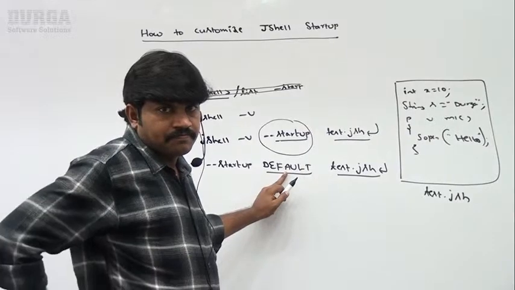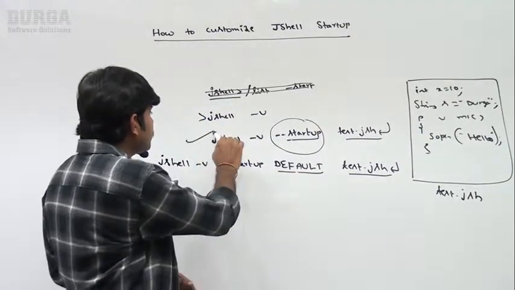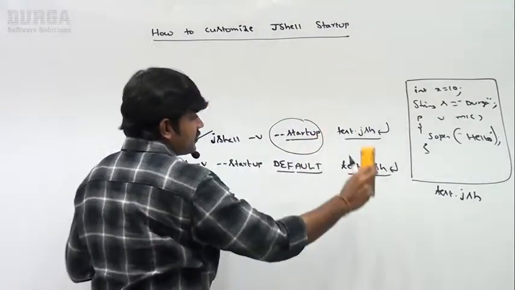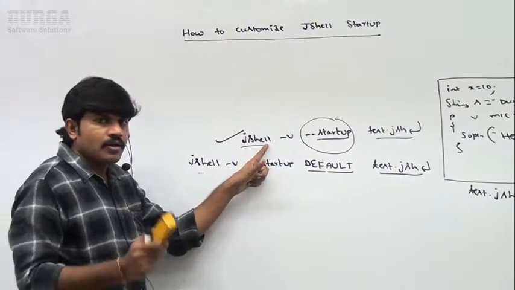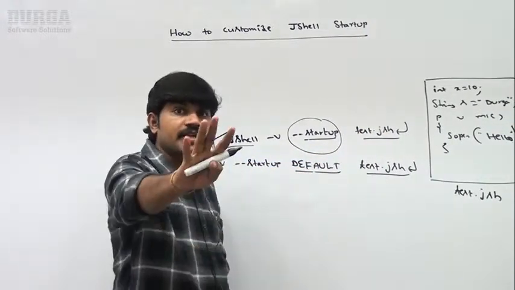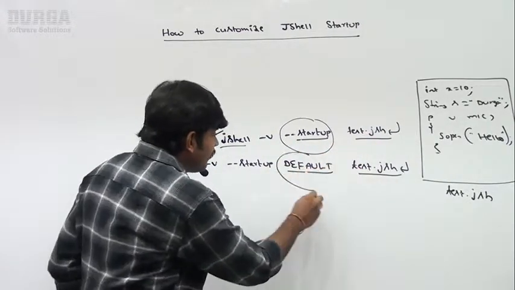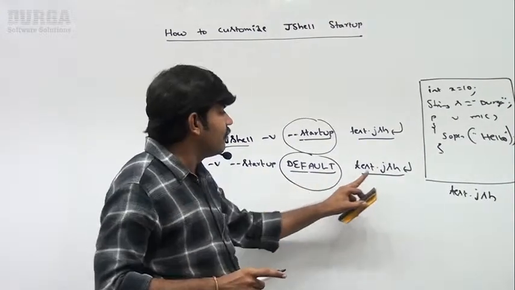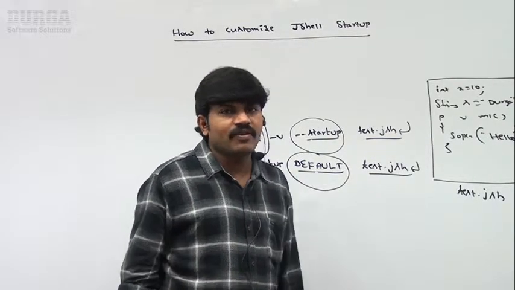Any doubt? Up to this, any doubt? Sir, what is the difference between this command and this command? Forget about these lines. Here, only snippets available in test.jsh are available by default. Default snippets won't come, sir. But if I take default like this, with -startup, default snippets are available. My own snippets are also available. Clear? Okay.